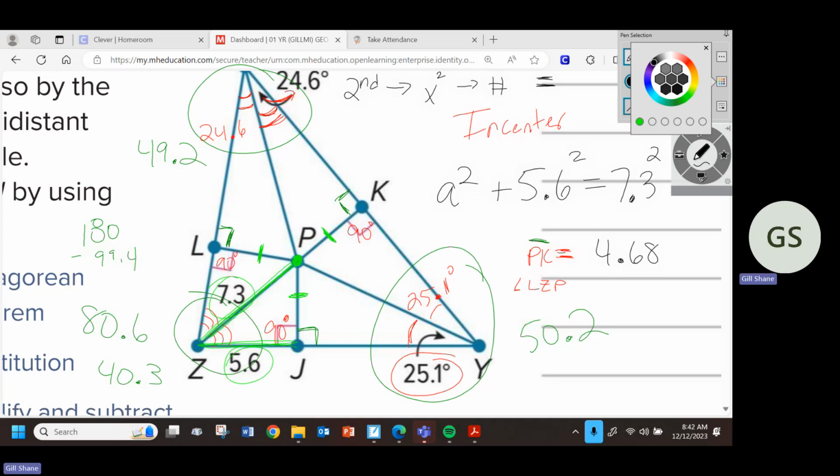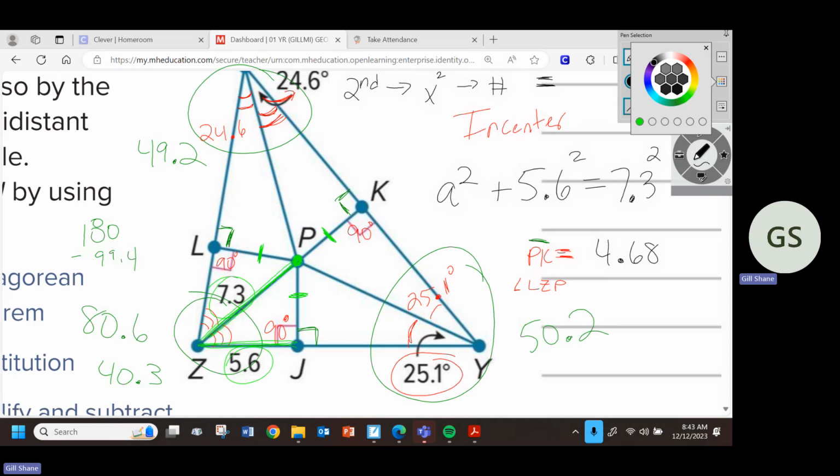And then what about angle LZP? We have all the information we need for that. So where is L? So LZP is this angle. Oh, we actually already solved for it. So in just kind of figuring stuff out, we already solved for it. LZP.